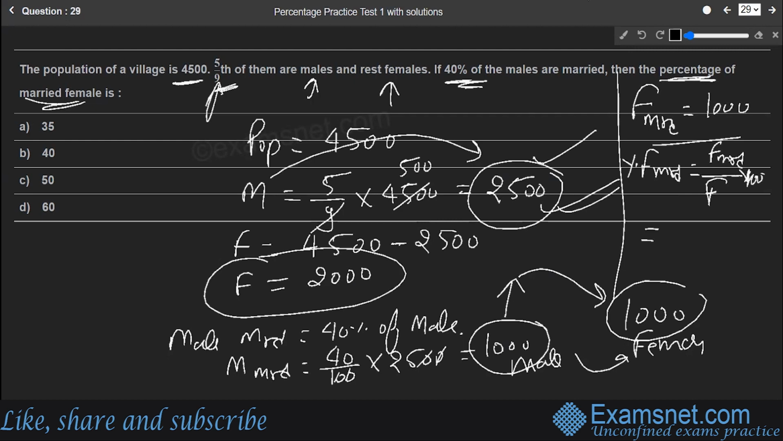How many are the married females? 1,000. How many are the total females? 2,000, into 100%. If we do 1,000 divided by 2,000 into 100%, it will clearly give us 50%, because 1,000 is 50% of 2,000. So that should be the right answer, 50%, available in option number C.